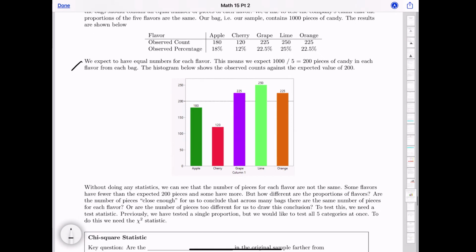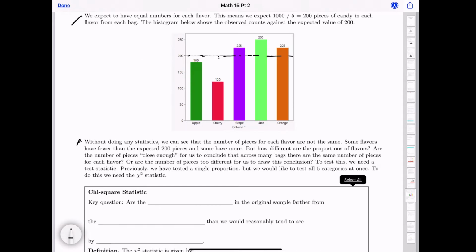Now, below you can see the actual values that we observed against that value of 200. There's a little dotted line that goes through it. So a couple of the flavors are less than 200, a couple are more. Now, without doing any statistics at all, we can see that the number of pieces for each flavor are not the same, right? Now, even though we expected 200, we're not really surprised that they're not exactly 200, right? We know through random variation to expect different values here.